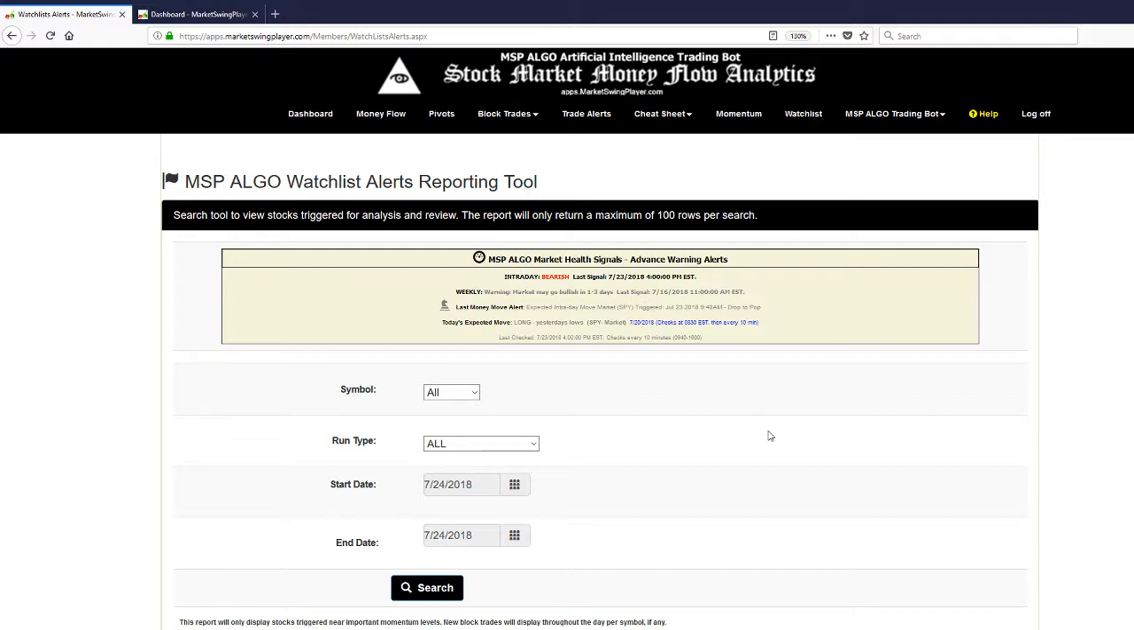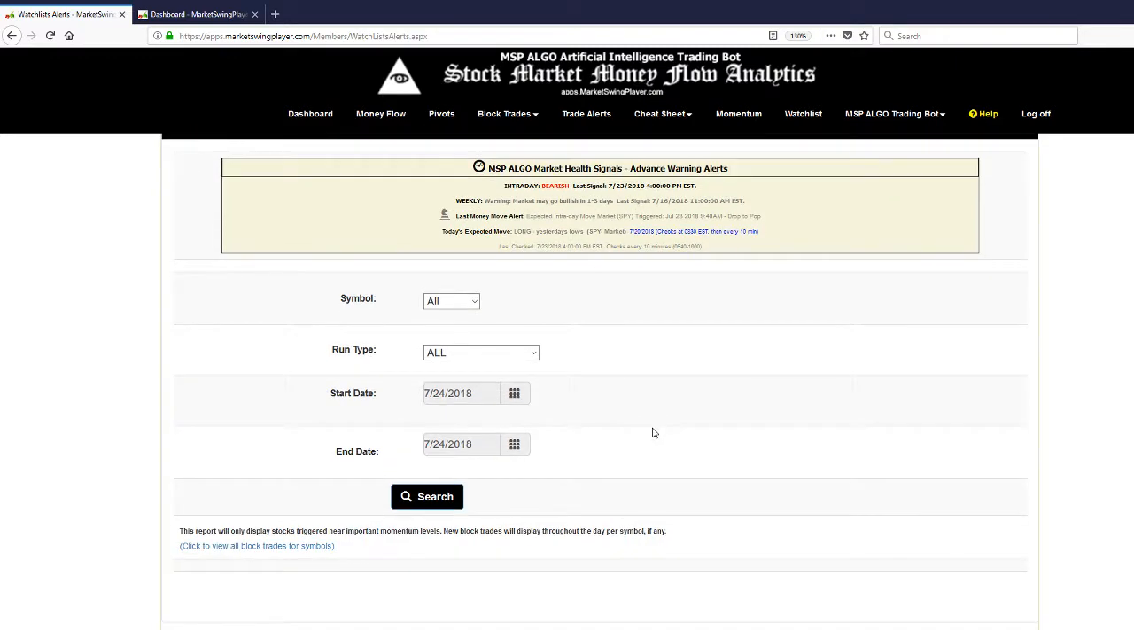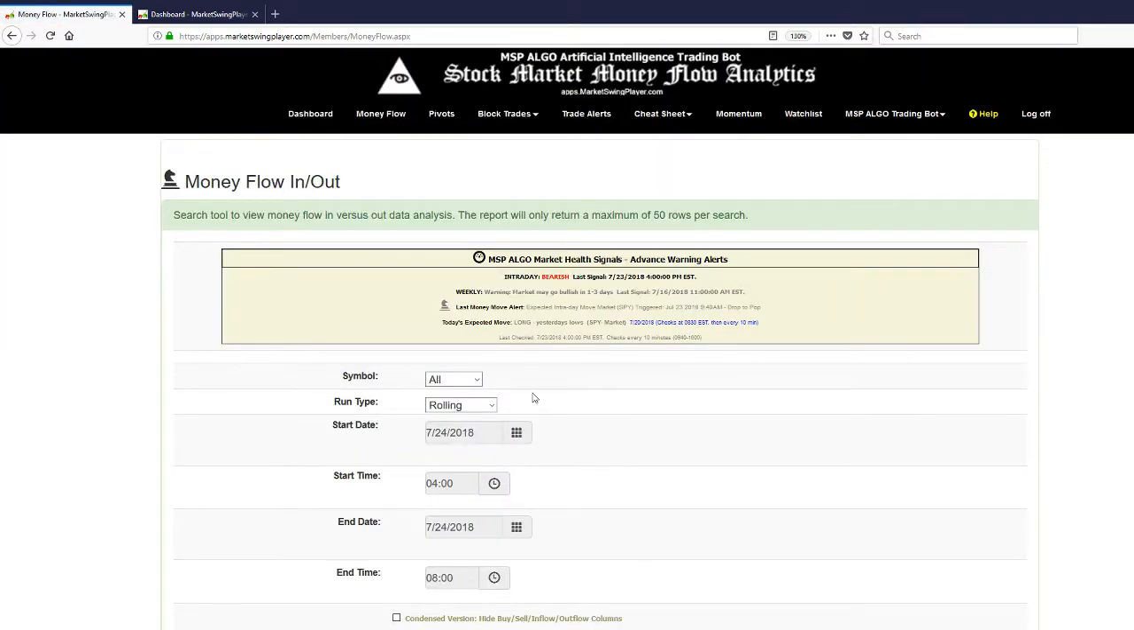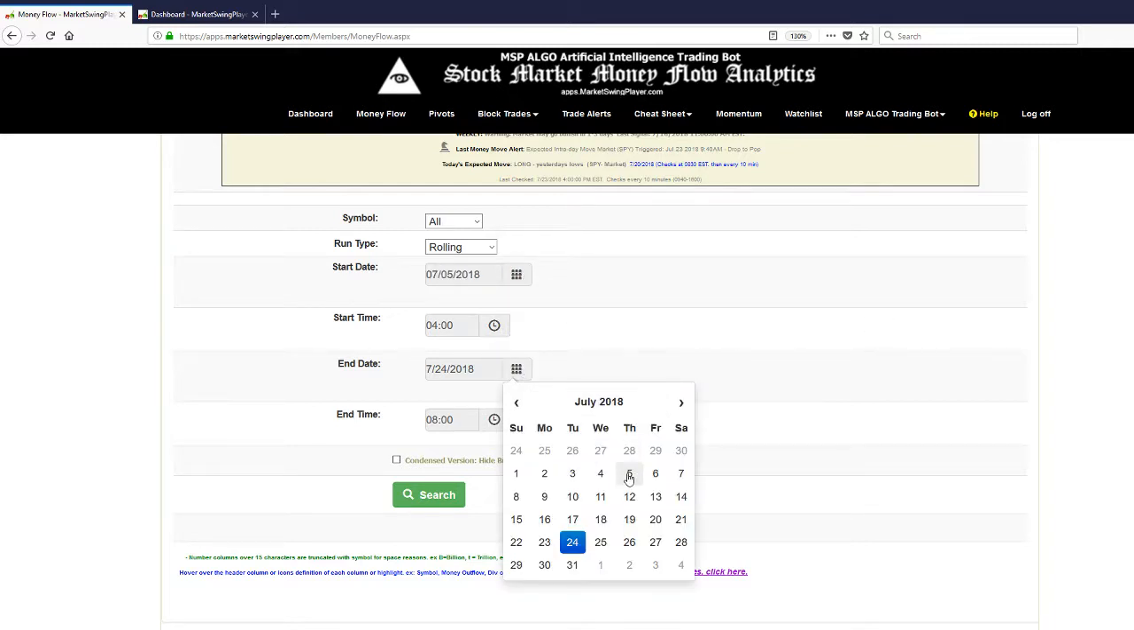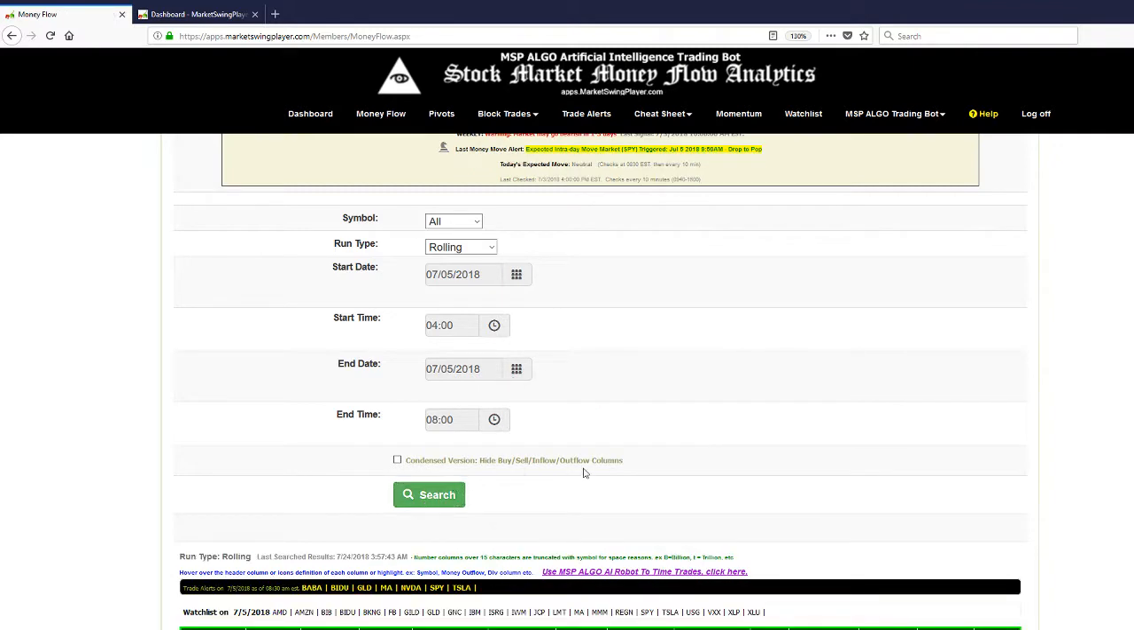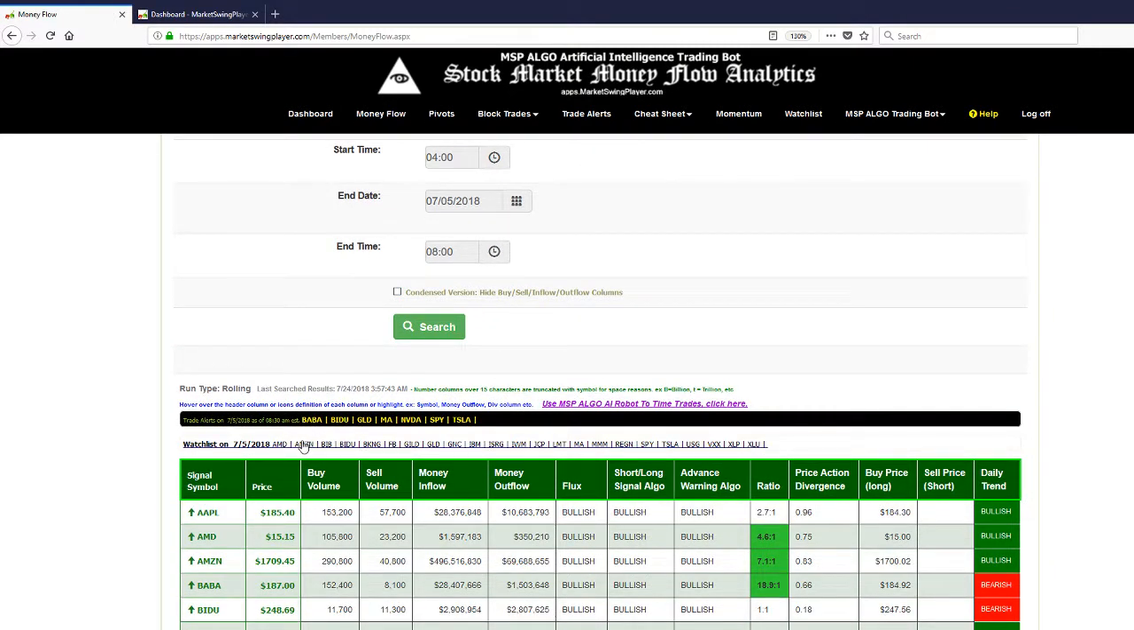MSP ALGO watchlist alerts reporting tool. So you did see that this watch list triggers a little summary on each page, but not on this page, because this is actually the watch list. So we're going to see what stock was on the watch list. Okay, so we can see the names here. So I should be able to search for Amazon.